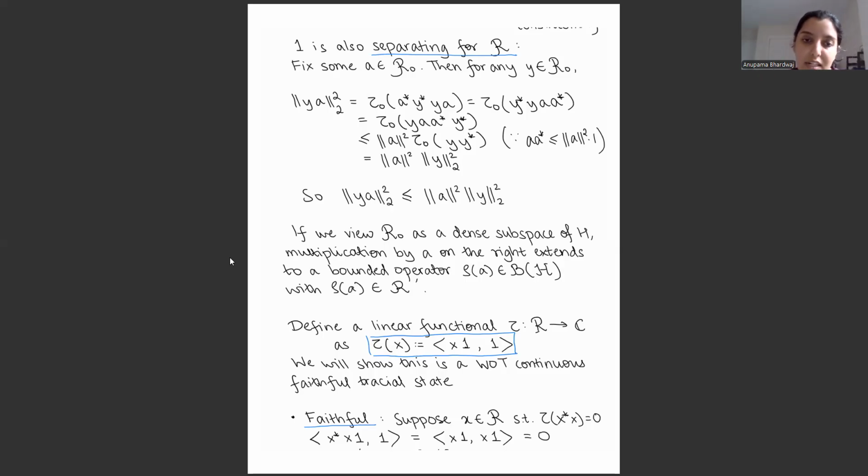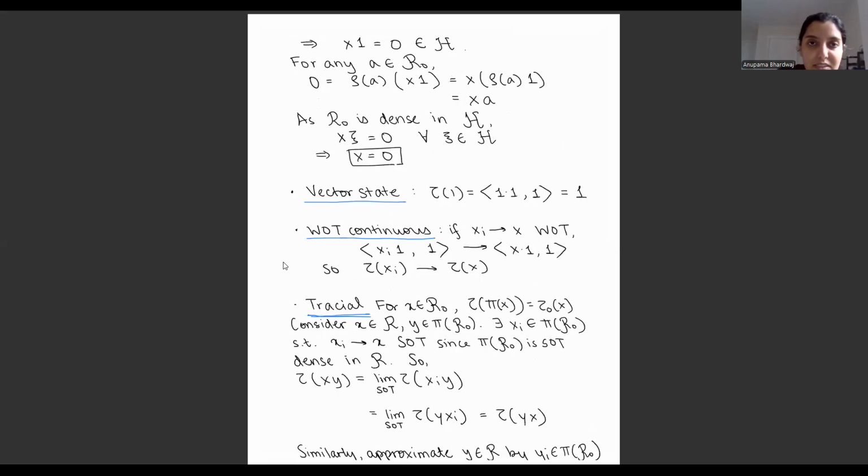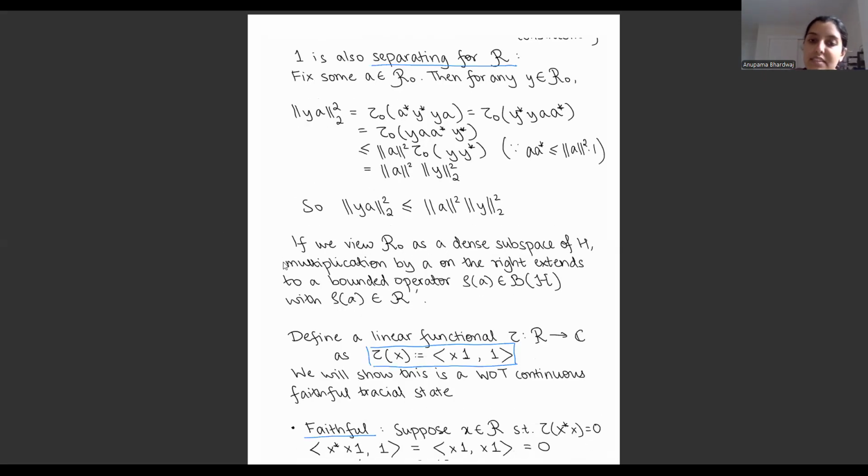Okay. So then let's define a linear functional tau from R to C. The way I'm defining this linear functional is, at any element x, let's recall, since R is in B of H, x is an operator, we're thinking of all these as operators. So tau of x is equal to the inner product of x evaluated at 1 with the unit 1.